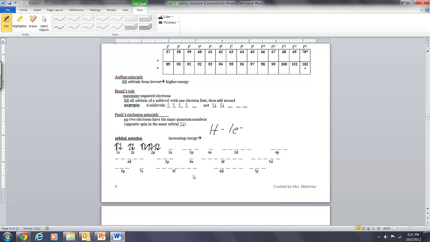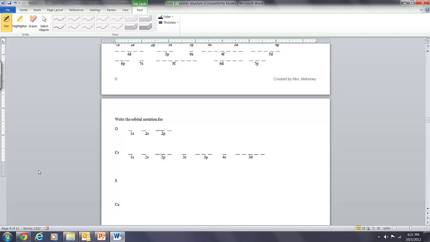So when I'm writing for oxygen, and I'm looking at it on my periodic table and going, okay, oxygen, I know I have some in the 1s, there's some in the 2s, and I'm ending up at that 2p, looking back at my periodic table. So to write for oxygen, I don't have to write all the orbitals I don't use, but I would just say 1s2, 2s2, 2p4.